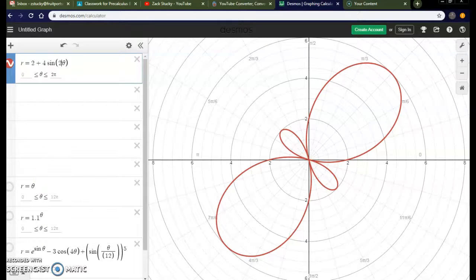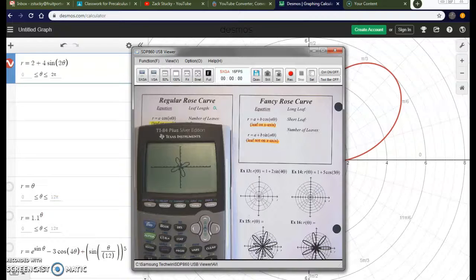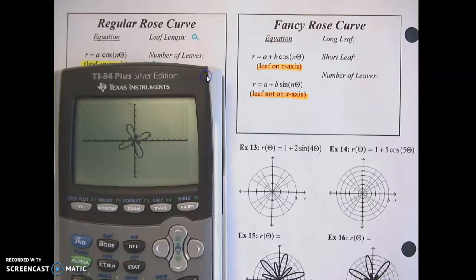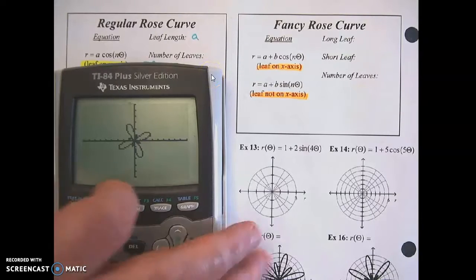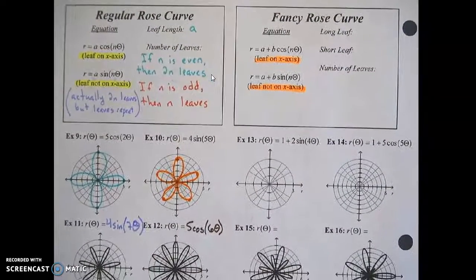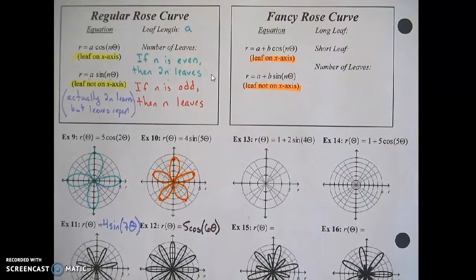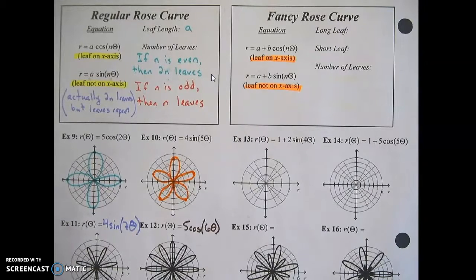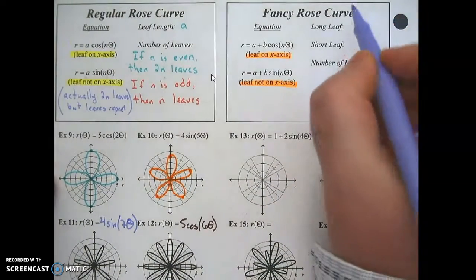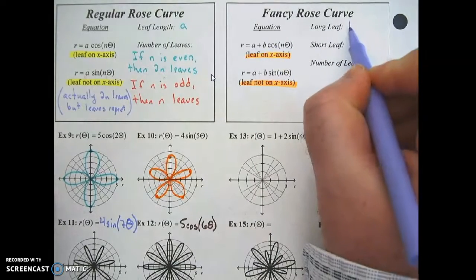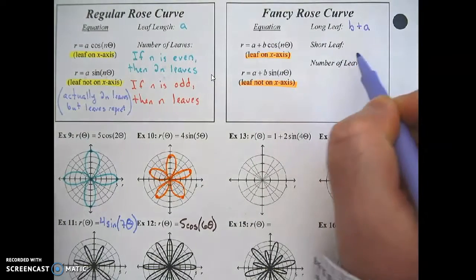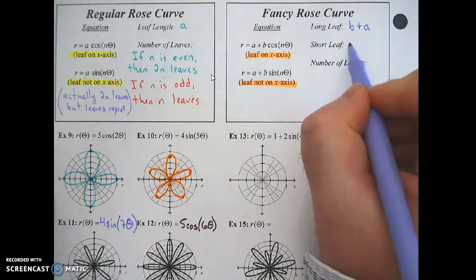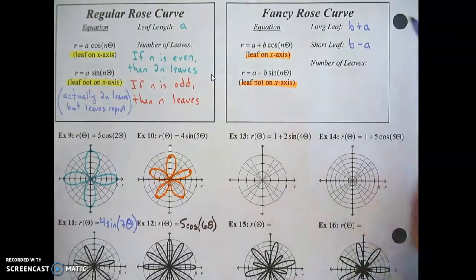All right, anyway. Let's go back to our little table here. Fill in some of these details. So we now have the long leaf. The long leaf is found by taking these two numbers and adding them together. B plus A is the long leaf. B minus A is the length of the short leaf.